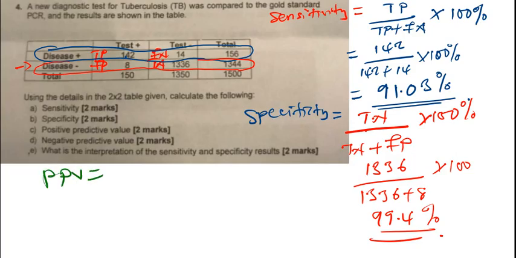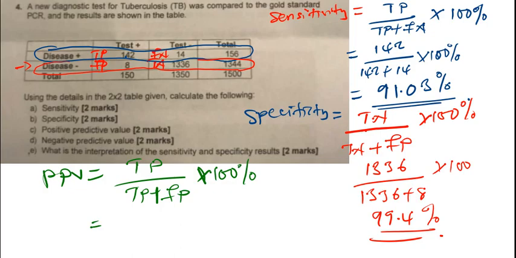So positive predictive value is given by true positive divided by true positive plus false positive. So we are looking at the positive results. For positive predictive value, we are only interested in the results that gave us positive, whether diseased or undiseased. So you do times 100.